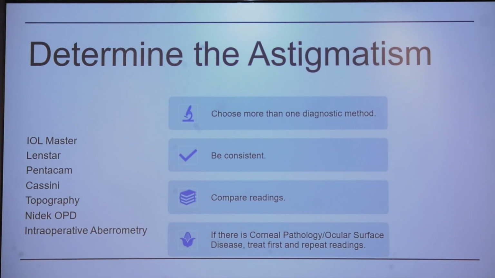Well, if we're going to talk about astigmatism, we need to know how to measure it. I say to choose more than one diagnostic method, be consistent, compare your readings, and again, of course, if there's corneal pathology or ocular surface disease, address that first, and repeat the readings. There's all kinds of diagnostic devices that you can use to measure astigmatism. In my own practice, I have an IOL Master 700. I also have a Pentacam and a Cassini, and I actually use all three devices.